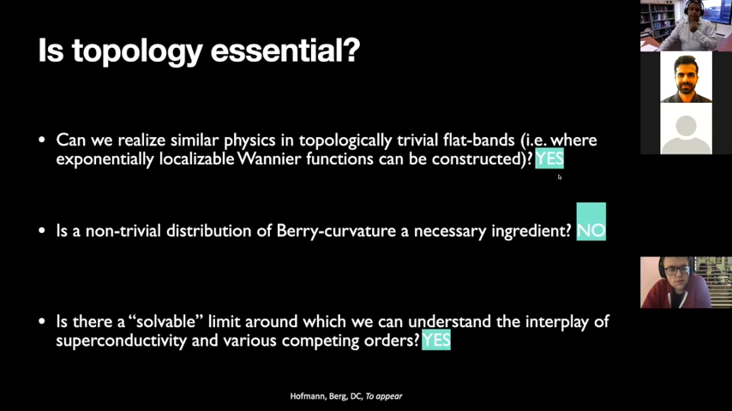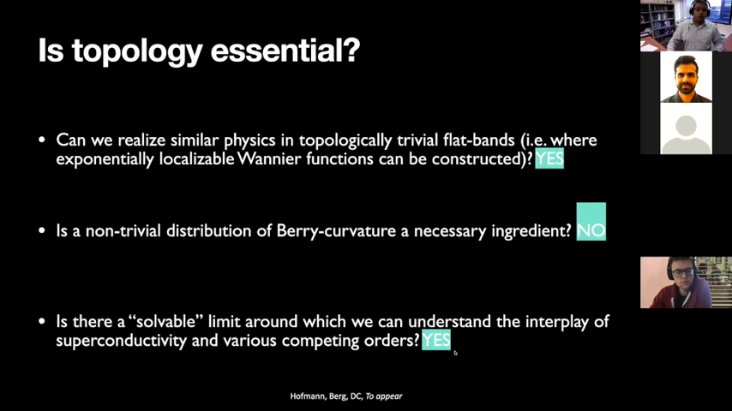So we can realize all of this physics in completely trivial flat bands. Moreover, we do not need any non-trivial distribution of Berry curvature. In fact, in the models that we study, that I'm going to talk about in a second, the Berry curvature is identically 0 everywhere in momentum space. So it's not just that it's not a Chern band, the Berry curvature just vanishes. And yet we can basically repeat everything that we have seen in these topological bands. And finally, in the same class of models, there is a solvable limit where we can gain some analytical understanding explicitly, starting from a particular limit.